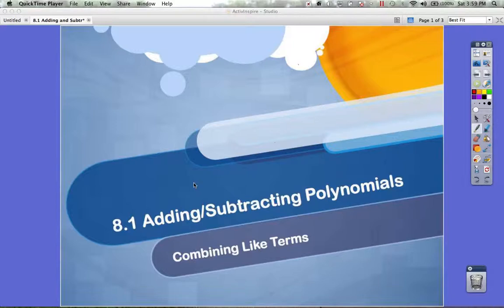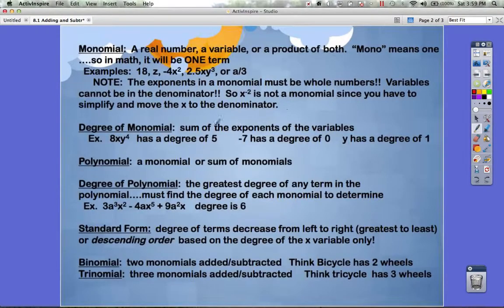8.1, adding and subtracting polynomials, which will be pretty much combining like terms. All right, we just finished a unit on exponents, and so we're going to be using those rules to continue with what we're going to be doing now.